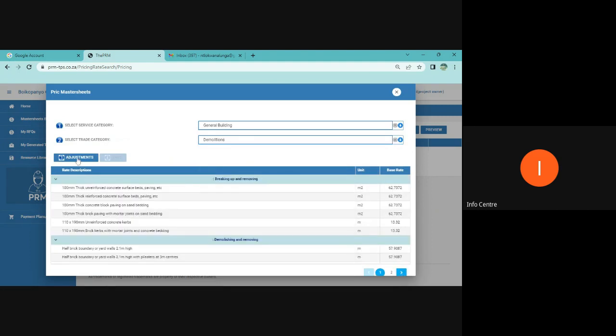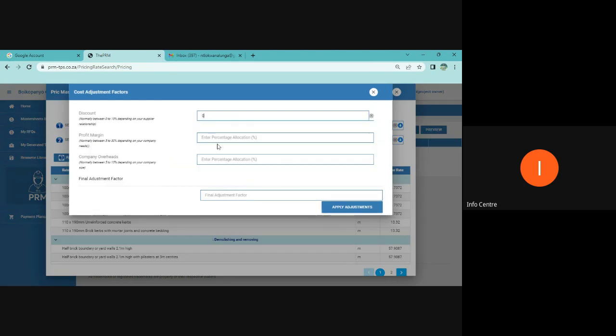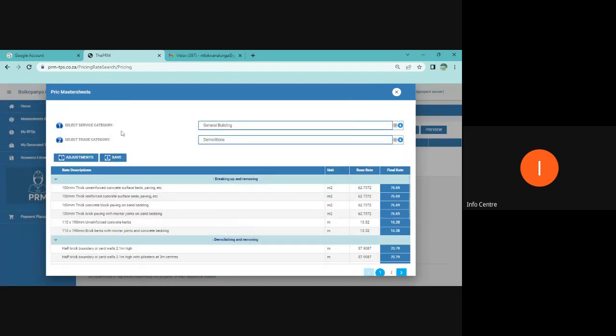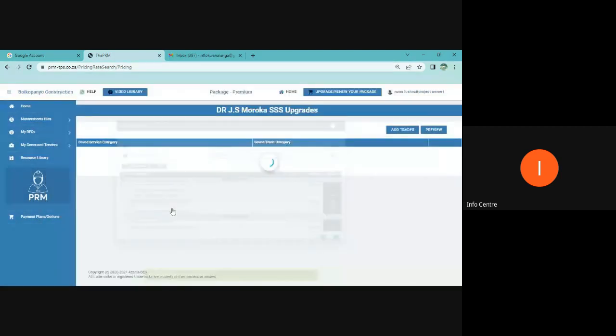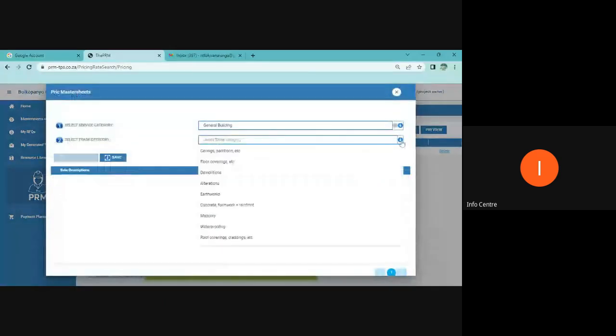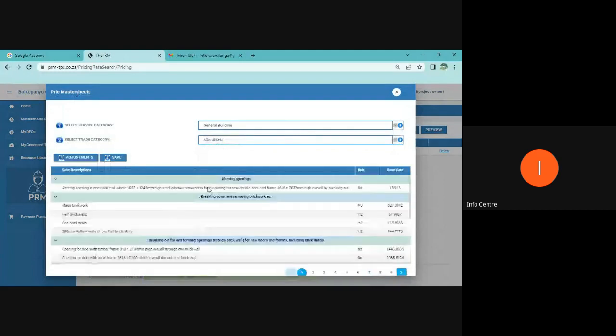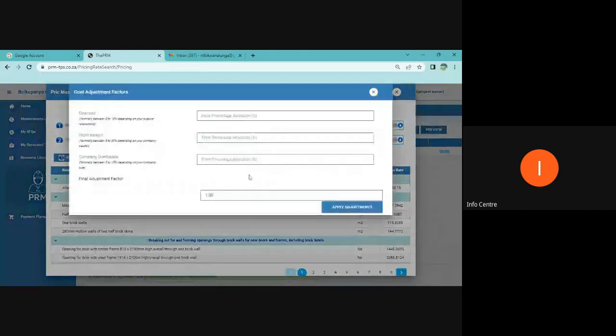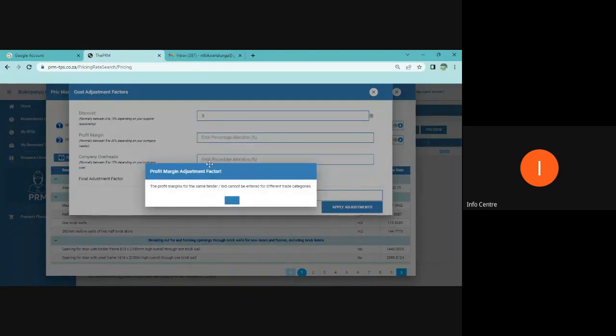I simply press adjustment. I'm going to say 0 here. I'm going to say 10. Then I'm going to say 12. Then I apply and save. Then it's saved over there. I add another one. After demolition, I'll go to alterations. Then I apply my adjustment. I'm going to say 5 there. I'm going to say 10 here. And there it gives us a warning.